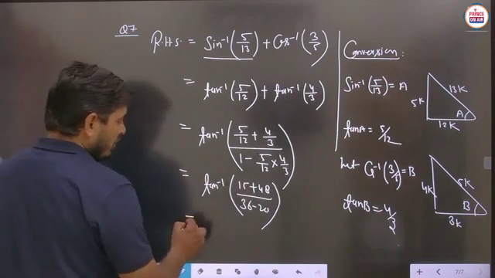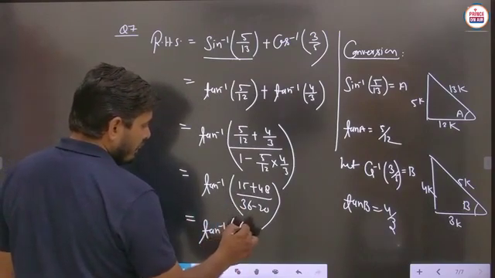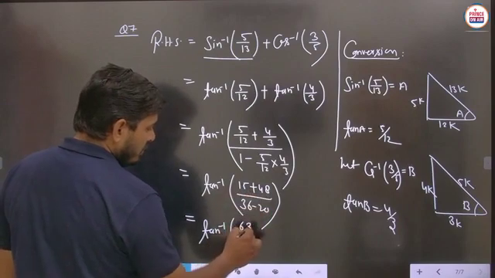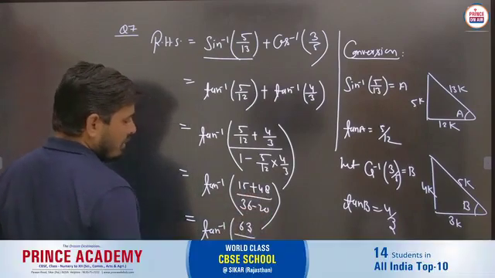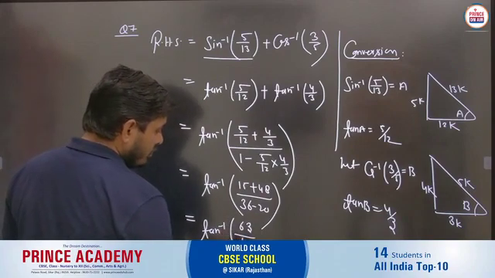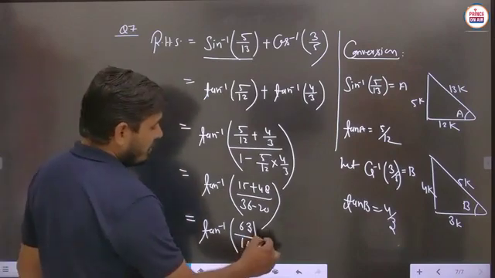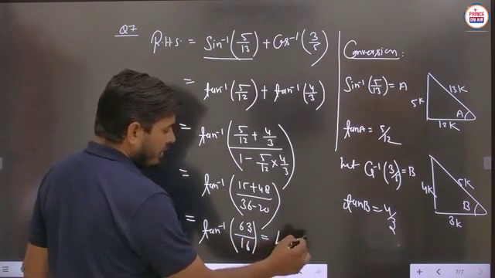So now you can see here, tan inverse, here you will get 63, and here this is 36 minus 20. So definitely 16 is obtained. Is it clear? So this is your left hand side and you will get the answer of the left hand side.